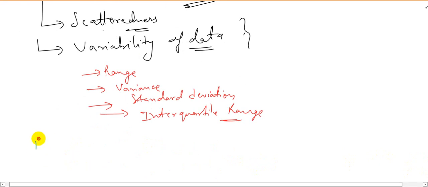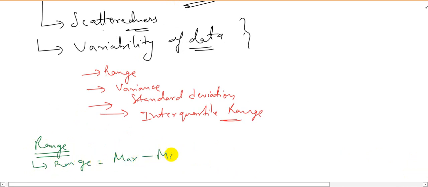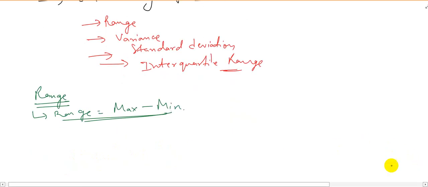Range is nothing but the difference between the largest and smallest values. So we can just write range is equal to the maximum value minus the minimum value. Okay, so this is the range, and it's not a very hard concept. And again we can see that it's dependent upon two values only, which are the maximum and the minimum.